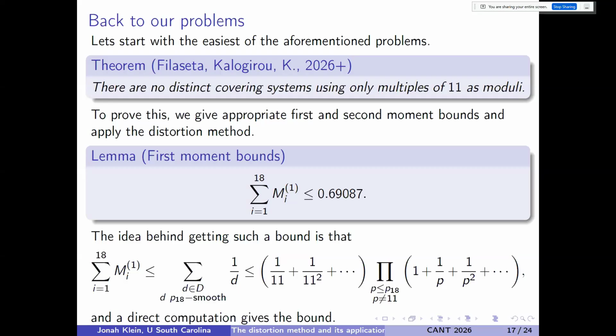Okay, so for first moment bounds, we go up to the 18th prime, and we get this bound, which we can compute simply by noticing that the sum of the reciprocals of smooth numbers can be written as some sort of Euler product, and we can compute it directly to get the bound that I just wrote there. What is 11?